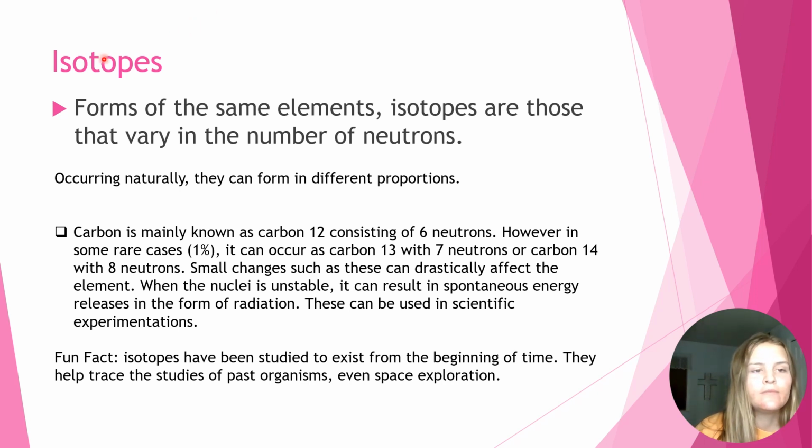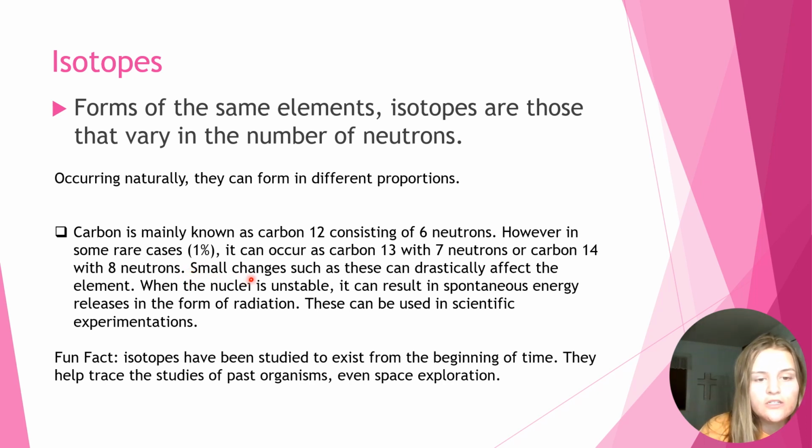Okay, so moving on, you have your isotopes. They are forms of the same element, although isotopes are those that vary in the number of neutrons. Occurring naturally, they can form in different proportions. Carbon is mainly known as carbon-12, consisting of 6 neutrons. However, in some rare cases, which is 1%, I thought that was interesting, it can occur as carbon-13 with 7 neutrons or carbon-14 with 8 neutrons. So I thought this was pretty interesting, which is why I added it.